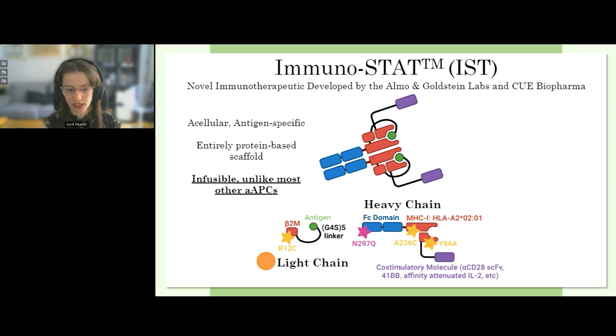IST is built from two protein chains. It has a light chain and a heavy chain. The light chain contains the beta-2M chain from MHC class 1, bound to the antigen of interest, so that's modifiable. You can essentially put in any antigen that you want. And the heavy chain contains an Fc backbone, similar to an antibody, bound to MHC class 1. And this is then bound to a costimulatory molecule, which can also take many forms, such as anti-CD28, 4-1BB, or even a cytokine such as IL-2.